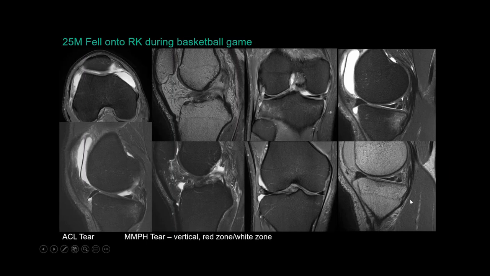So let's have a brief look at this case. So we have a 25-year-old who fell onto his right knee during a basketball game. You can see that the anterior cruciate ligament is torn and it's now lying horizontally. There is a tear of the posterior horn of the medial meniscus, and it is in the red zone, white zone area. Okay, and if you notice on the sagittal and the axial, we can see a synovial plica, which can actually get caught between the femoral condyle and the patella and form some form of impingement syndrome. So in this case, you have a case of infrapatellar plica.